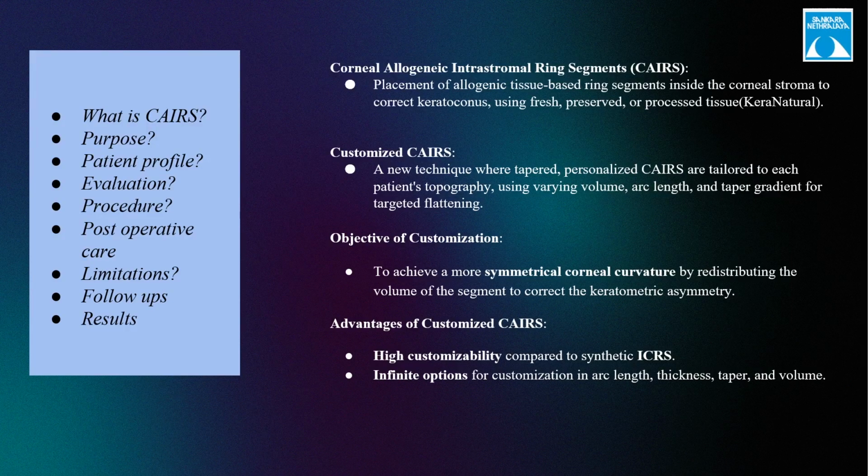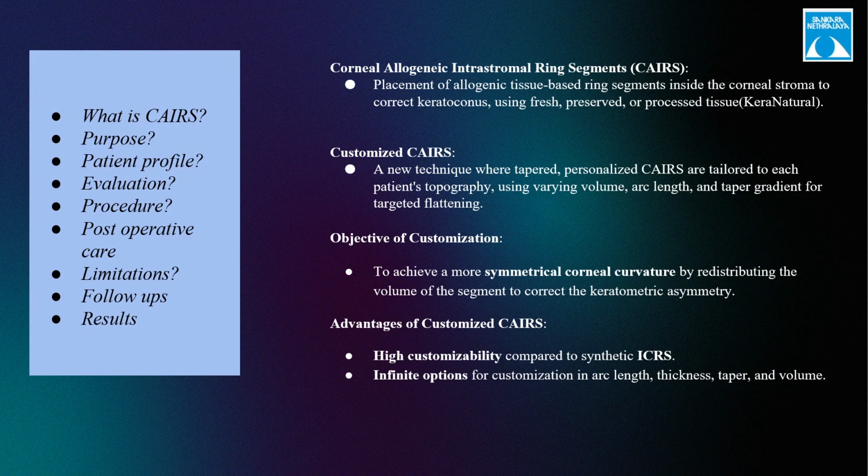So the purpose of today's presentation is to let you all know what CAIRS is, what its purpose is, the patient profile, how we evaluate, what the procedure is, what the post-operative care is, the limitations, follow-up and the results. Let us go through what CAIRS is. It is the placement of allogenic tissue-based ring segments inside the corneal stroma to correct keratoconus, using fresh, preserved or processed tissue.